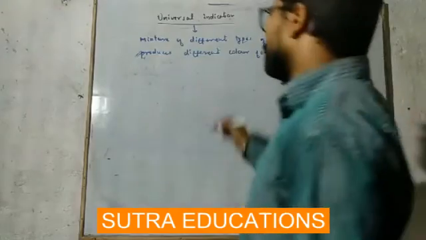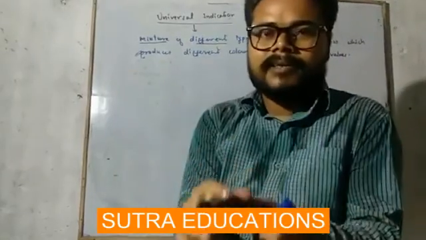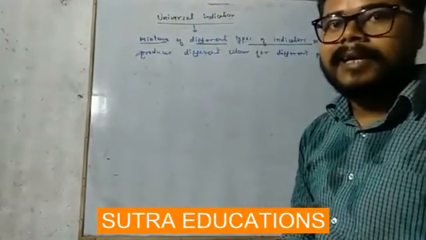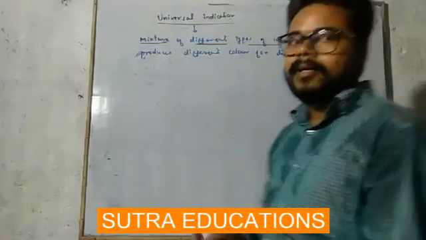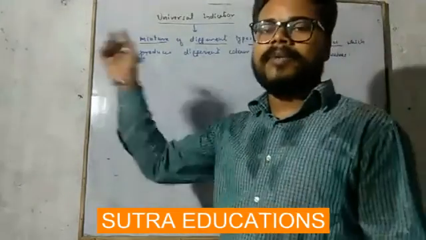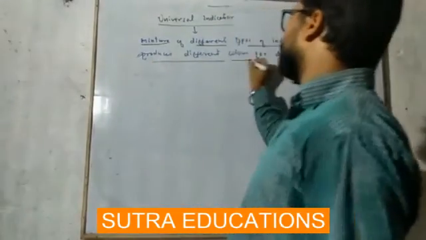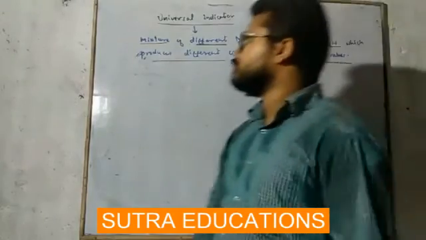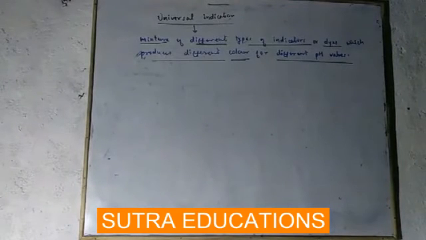Universal indicator is a mixture of different types of indicators. So many types of indicators have been mixed together. Indicators are dyes, so we will say many different dyes are mixed together, and the characteristic of this universal indicator is that for different pH values, it produces different color. What is the need of this universal indicator?